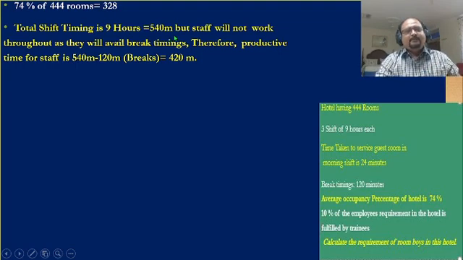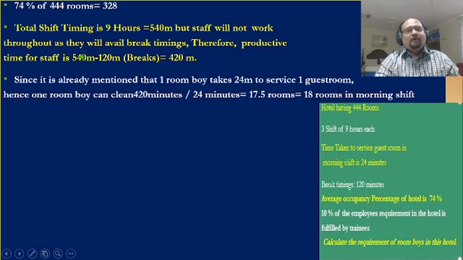So 9 hours the person is having in the hotel, that is 540 minutes, and as all of you know by now, the staff will not work throughout, they will go for break, and therefore the productive time for the staff is 540 minutes minus 120 minutes, which is the break timings. And here from the question you got that break timings is 120 minutes. So in this particular hotel, the time that a room boy or a chambermaid is having in the morning shift is 420 minutes, which is the real productive time.